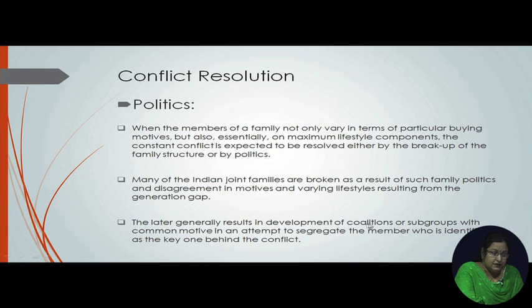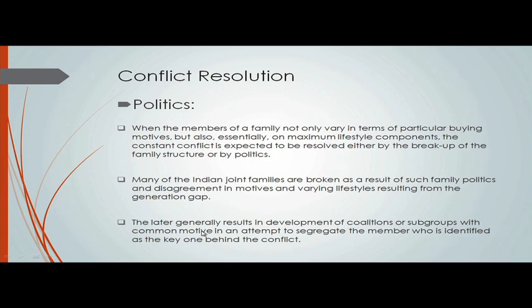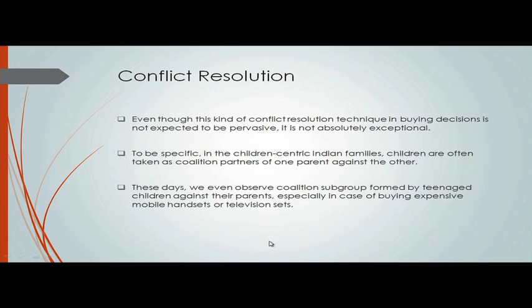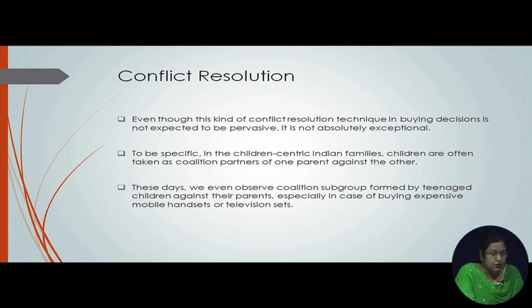The latter generally results in the development of coalitions or subgroups within the family based on a commonality of the motives, and they attempt to segregate the member who is identified as the key one behind the conflict. And so, even though this kind of conflict resolution technique like politicking is not a very good one, it is better than the previous three situations, like collecting more information, persuasion, or even bargaining, where you try to negotiate and converge to a decision.